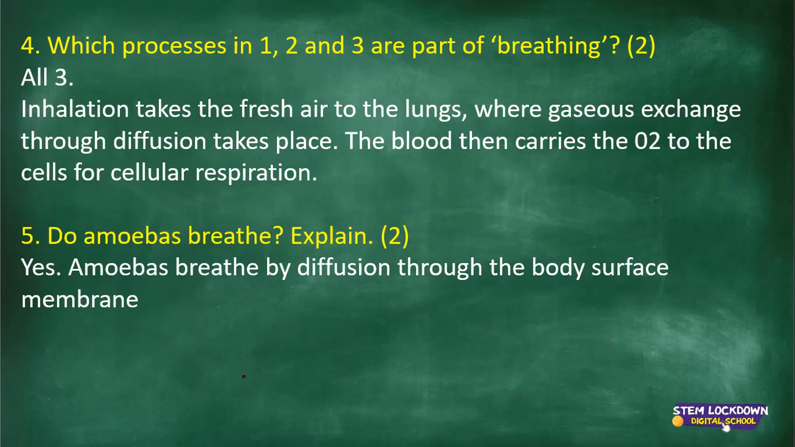So when you inhale, you take the fresh air into the lungs, then gaseous exchange will occur at the lungs, at the respiratory surface, which is the lung. Through what? Through the process of diffusion. Gaseous exchange occurs through diffusion. Then, now that the gases have diffused across that surface, the blood would carry the oxygen to the cells for cellular respiration.